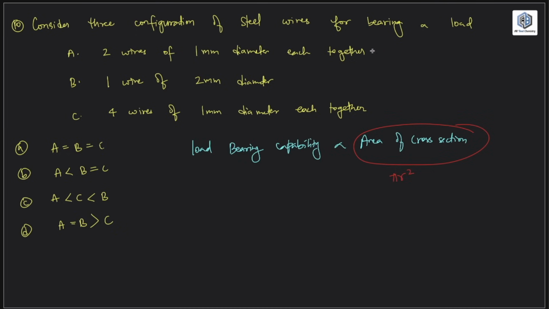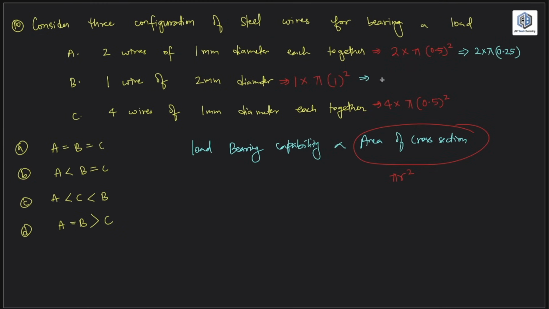So if I calculate for the first one, because we have two wires, that's why I'm multiplying with 2, and 1 millimeter is the diameter, so the radius will be 0.5. So it will be pi 0.5 square. For here, since I have one wire, so 1 multiplied by pi, the diameter is 2 millimeter, radius will be 1 square. And for this, it will be 4 multiplied by pi, and again 1 millimeter diameter, so 0.5 square. Okay, so if I solve this up, this will become 2 into pi and 0.25, right?